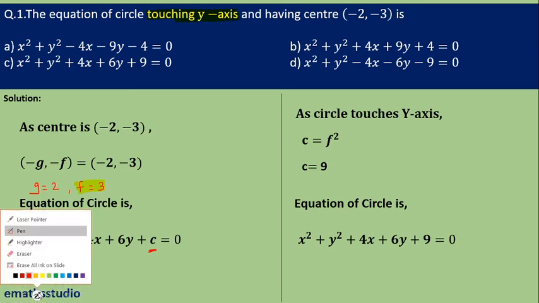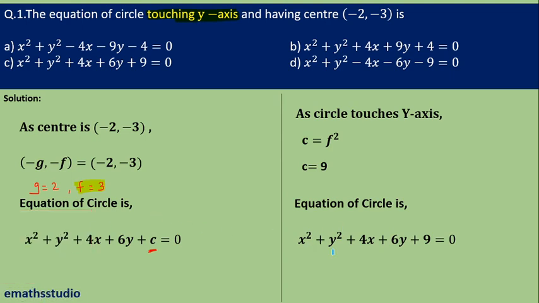Now just check which option looks correct here. So refer to the options carefully, and one can easily say you are getting option C as the correct option. x square plus y square plus 4x plus 6y plus 9 is equal to 0 is the required equation of the circle. So this must be my answer.